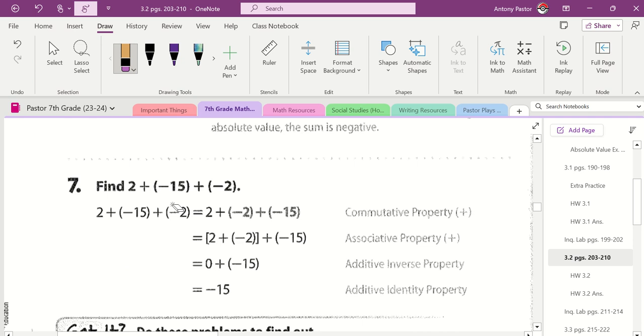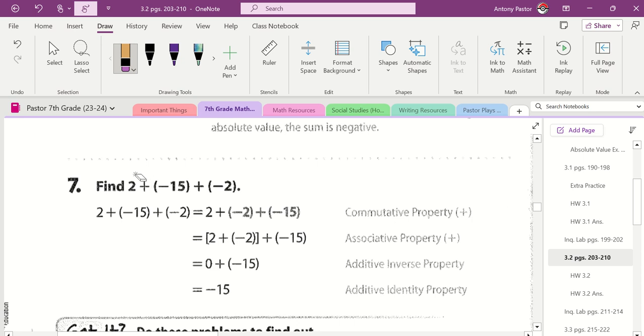Find 2 plus negative 15 plus negative 2. We are going to be dealing with a few things. Commutative property. 2 plus negative 15 plus negative 2 is another way of saying 2 plus negative 2 plus negative 15. We could find ones that have something in common. Because remember, the order in which we add or multiply doesn't matter. That's the commutative property.